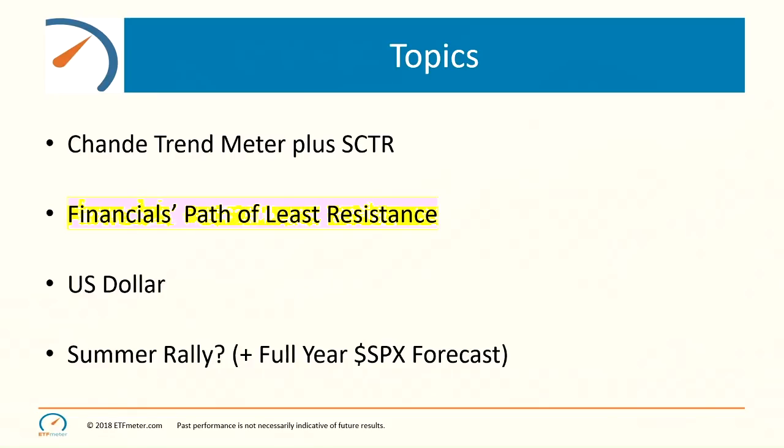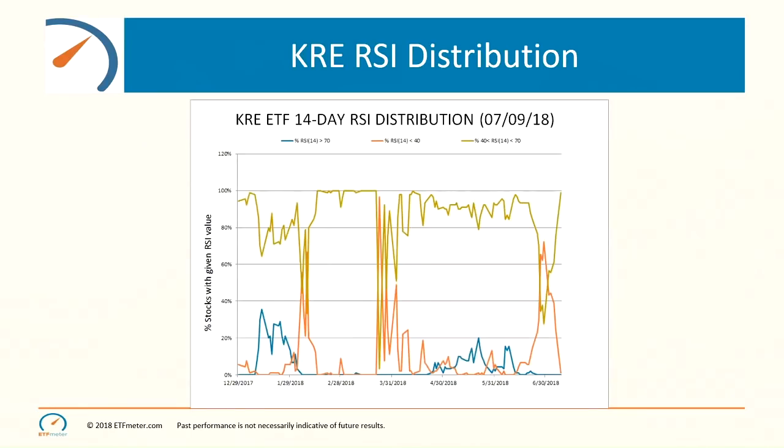Okay, so the next topic I want to touch on was financials and their path of least resistance. In particular, I was looking at the KRE, that's the regional bank ETF. And what I did was I looked at all the stocks that are in the KRE, and I asked myself, what is the distribution of the RSI values? So I broke the RSI value, the 14-day RSI, into three ranges.